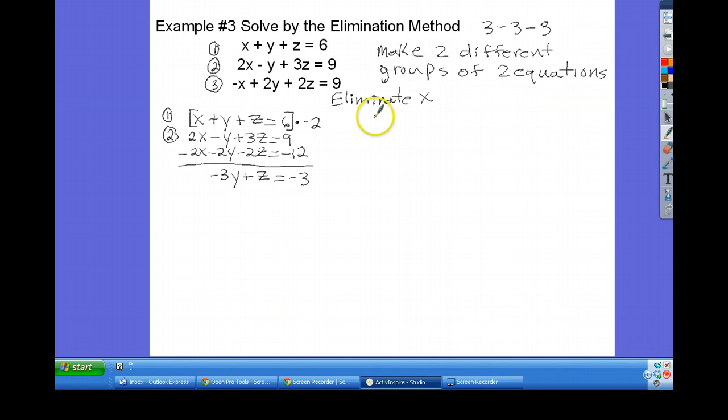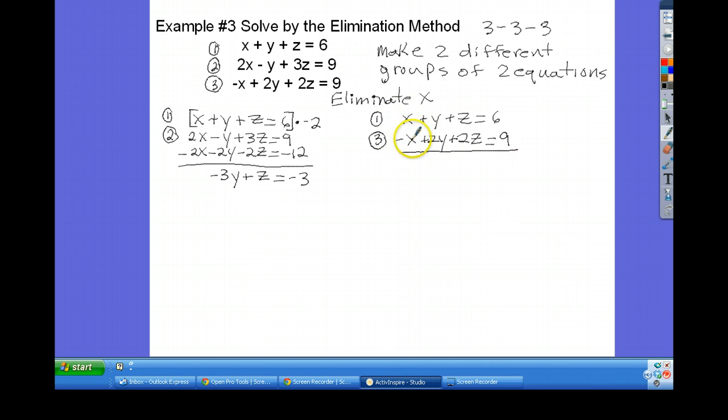So I'm going to pair equation 1 with equation 3 now. A different grouping of 2. 1 and 2 is different from 1 and 3. Although they have one in common, it's a different group of 2. Okay, so equation 1, x plus y plus z equals 6, and negative x plus 2y plus 2z equals 9.